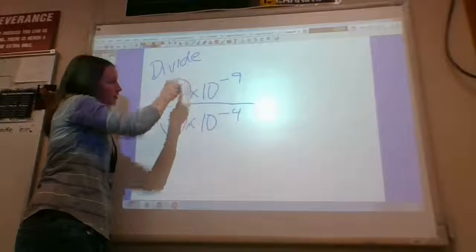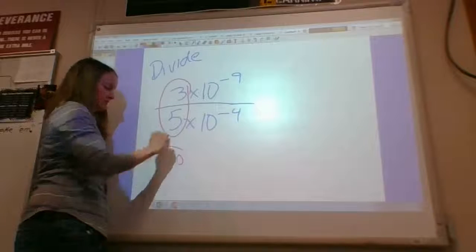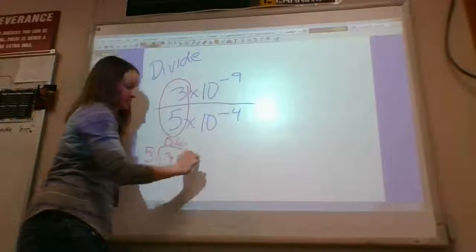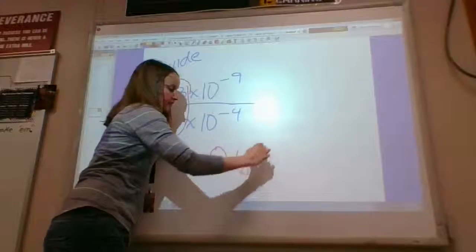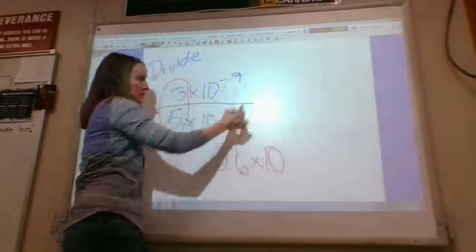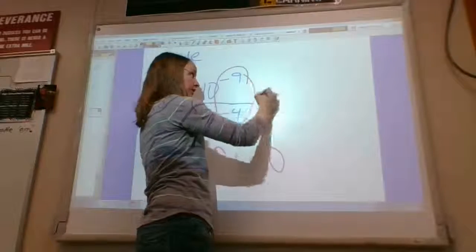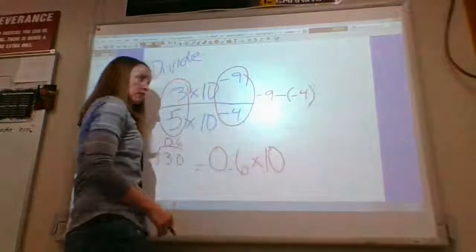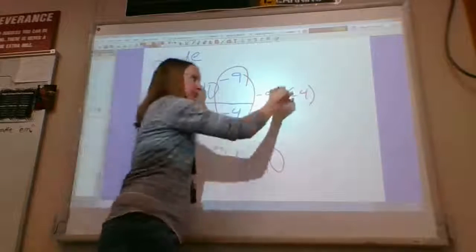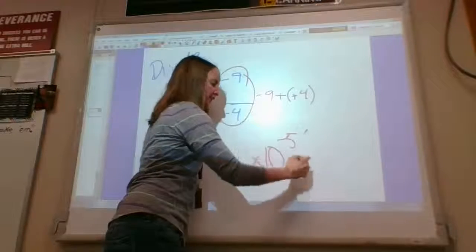But right here, you have 3 divided by 5. And that's going to be 0.6. And I'm just going to write that larger so everyone can see it. So 0.6. What do we do with the exponents again? We subtract them. And I would always write that out. Negative 9 minus a negative 4. Just like we did in the last problem, you have to add the inverse. Negative 9 plus 4 is going to be negative 5.